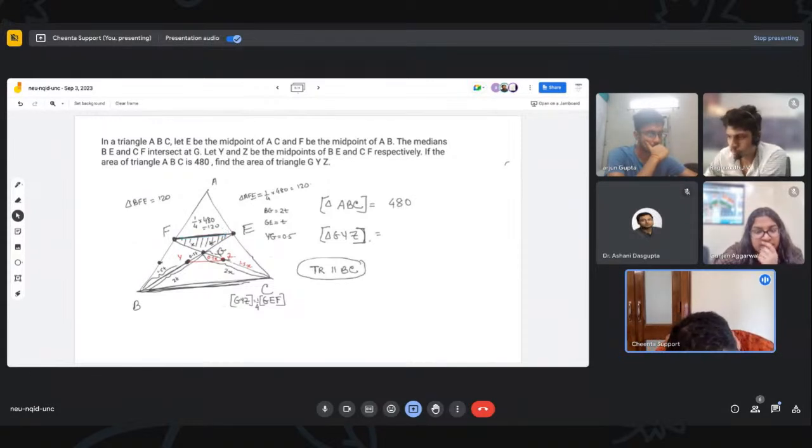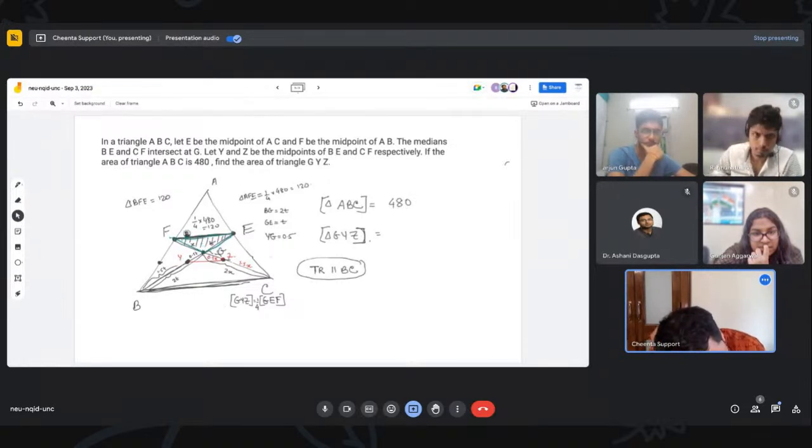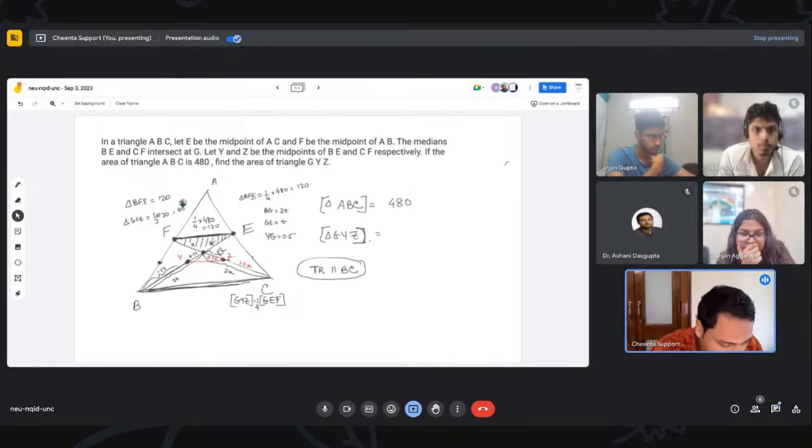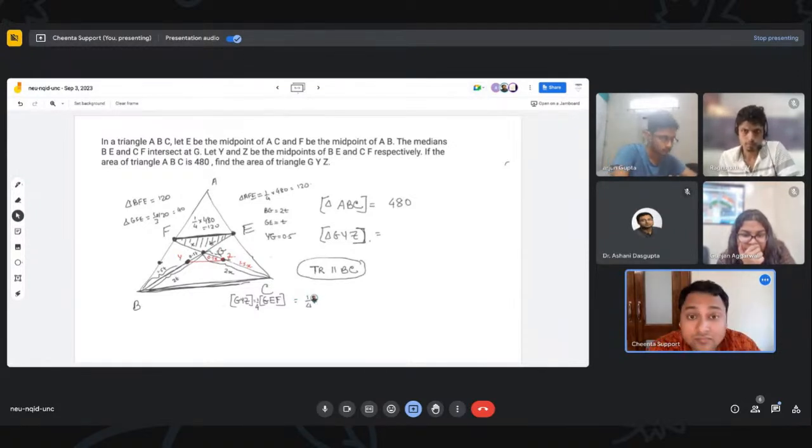And if you look at this little piece, this is 2:1. So this split piece's area is 1/3 of this big triangle. So triangle GFE is 1/3 of 120, which is 40. So GYZ, we know that it's 1/4 of GEF, which is 1/4 of 40, which is 10. So answer for this one is 10.